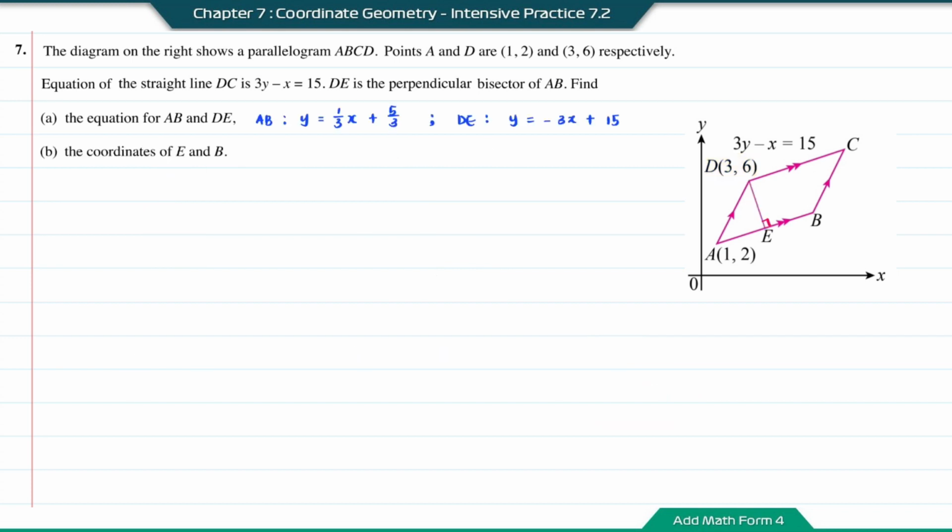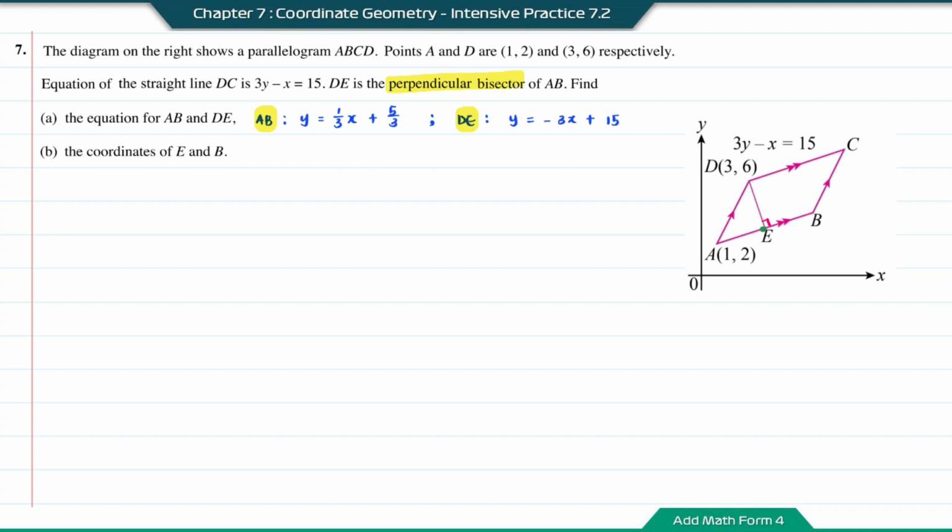Question (b). Find the coordinates of E and B. As DE is the perpendicular bisector of AB, this means the point E is the midpoint of the straight line AB. And the point E is also the intersection point between the straight lines AB and DE. So in question (a), we already found the equations for AB and DE. So we're going to solve the equations using the simultaneous linear equations method to find the coordinates of point E.